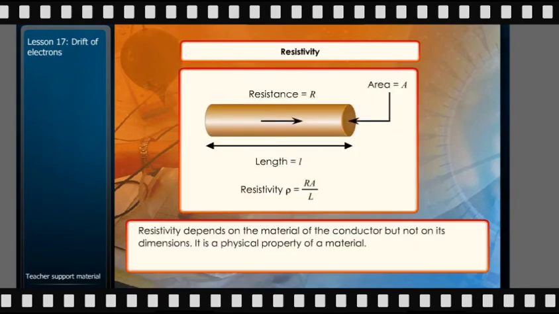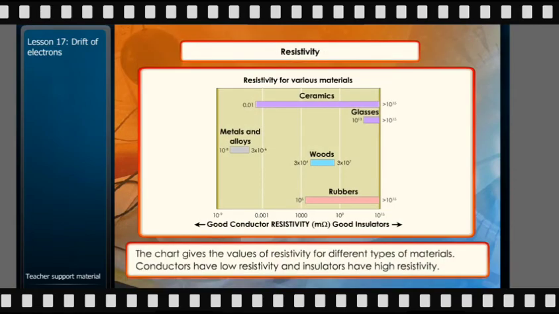Resistivity depends on the material of the conductor but not on its dimensions. It is a physical property of a material. The SI unit of resistivity is ohm meter. The chart gives the values of resistivity for different types of materials. Conductors have low resistivity and insulators have high resistivity.